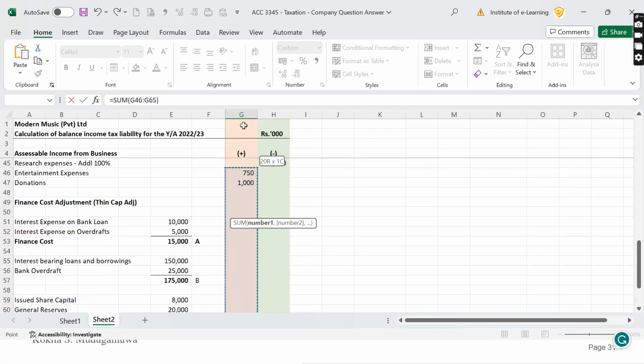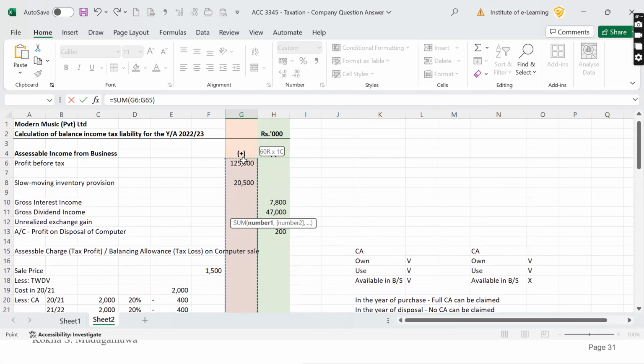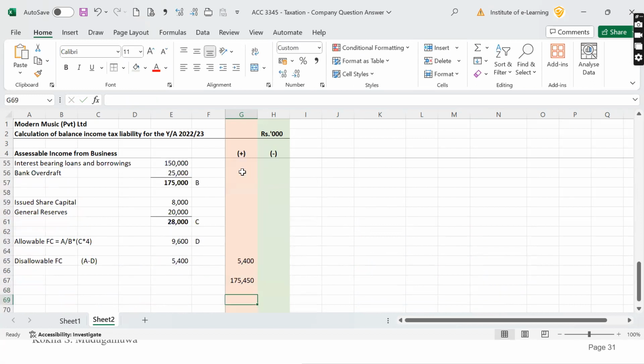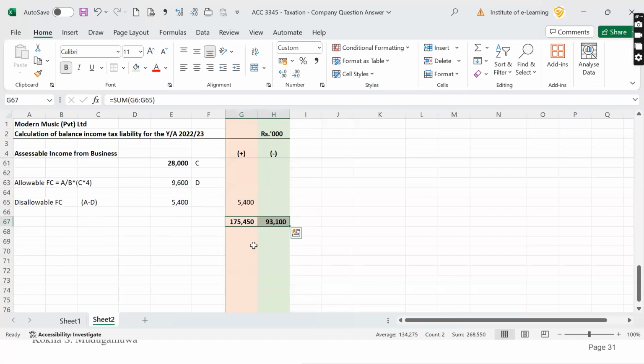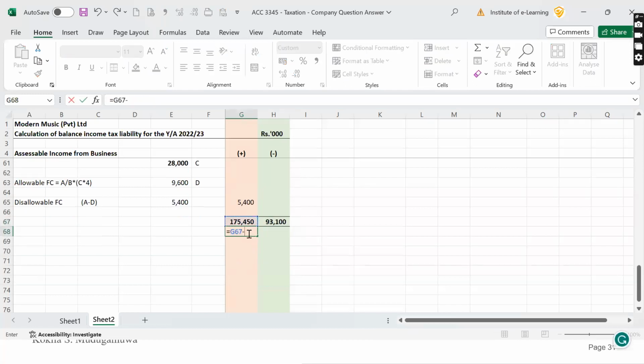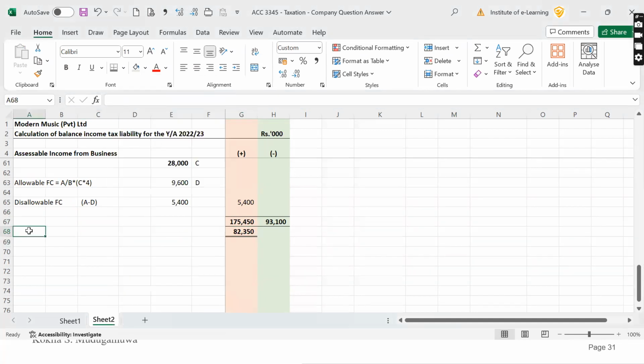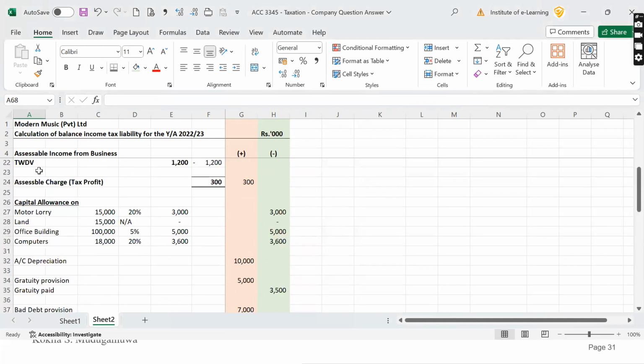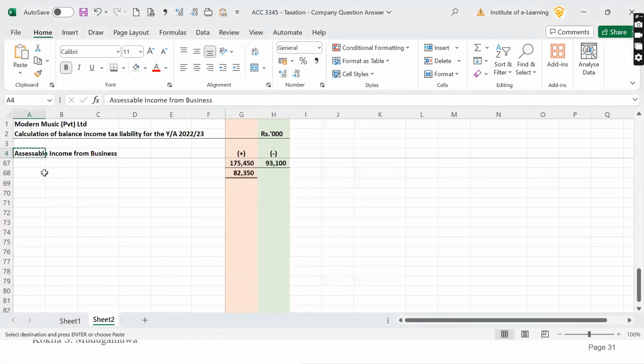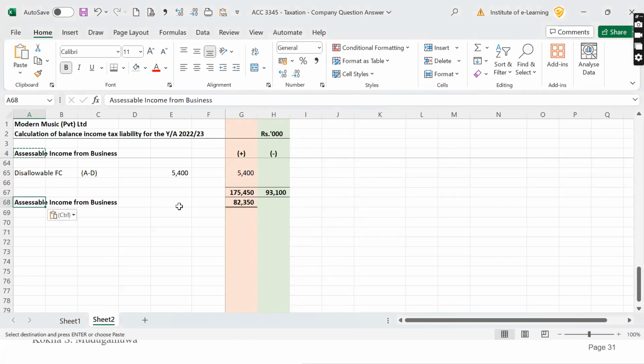Yeah, we need the total of the plus column, and we have to get the total of the minus column as well. Then we can take the plus column minus this reduction. We call this what? Can anyone say? Assessable income from business. This is the part we did.